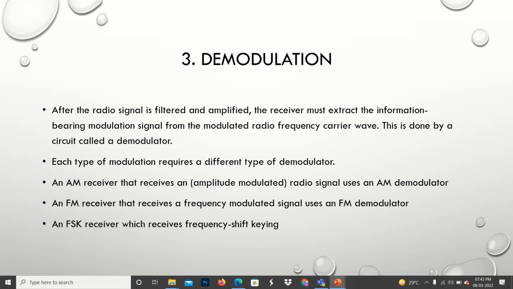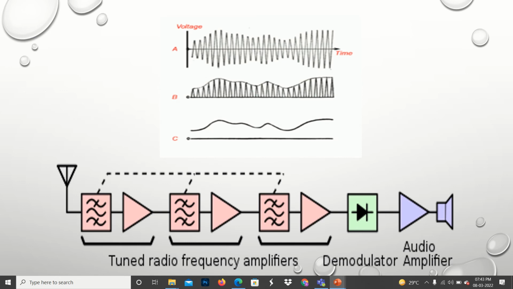An AM receiver, which receives an amplitude modulated radio signal, uses an AM demodulator. An FM receiver, which receives frequency modulated signals, uses an FM demodulator. And an FSK receiver receives frequency shift keying. Now this is the figure showing how the wave looks after demodulation. And finally, this is the figure showing the entire working of radio receivers.